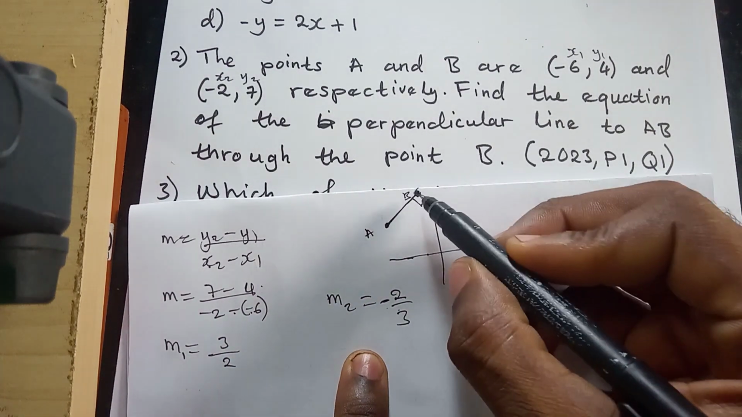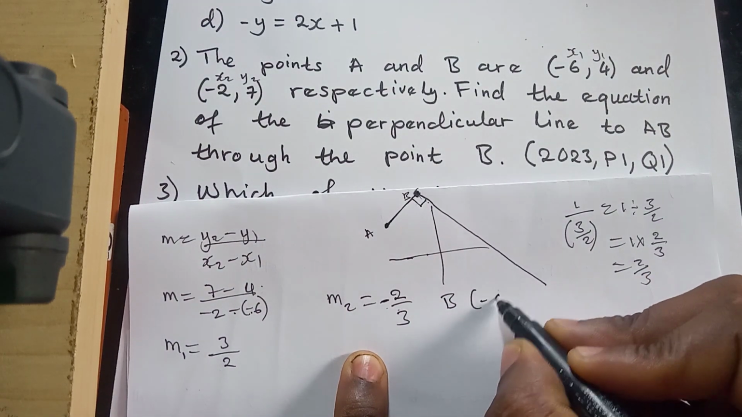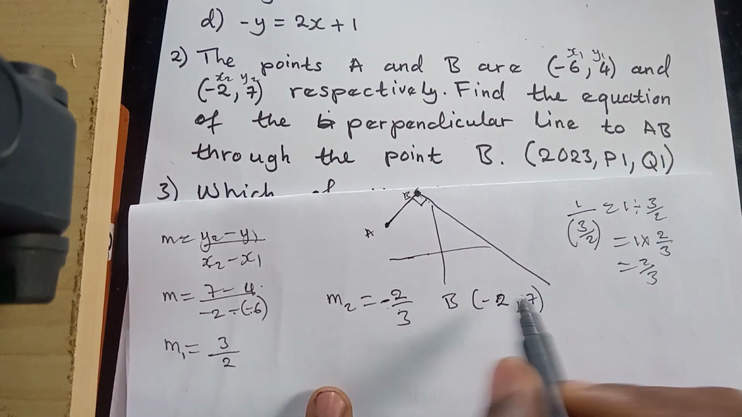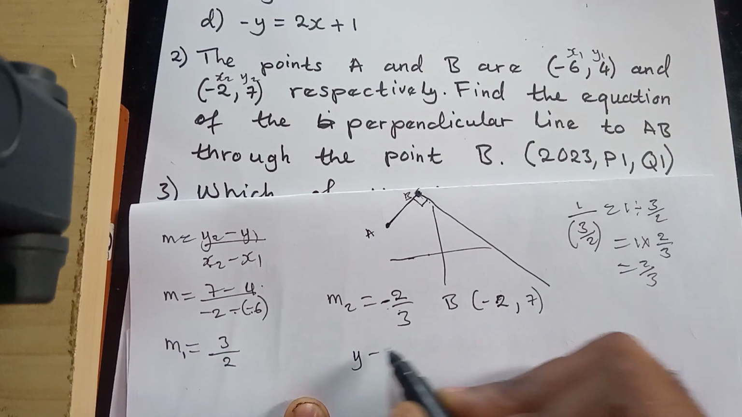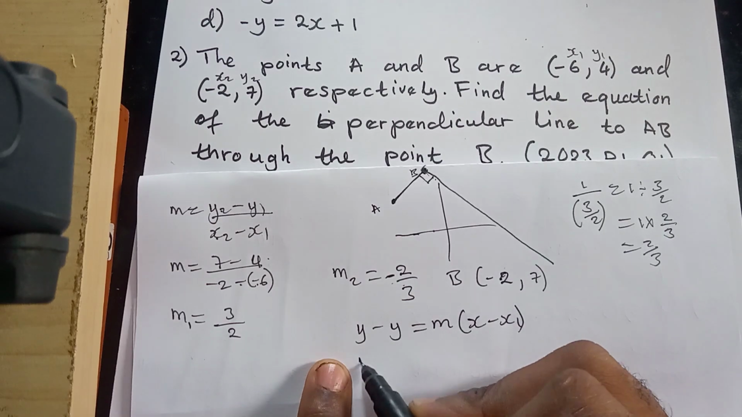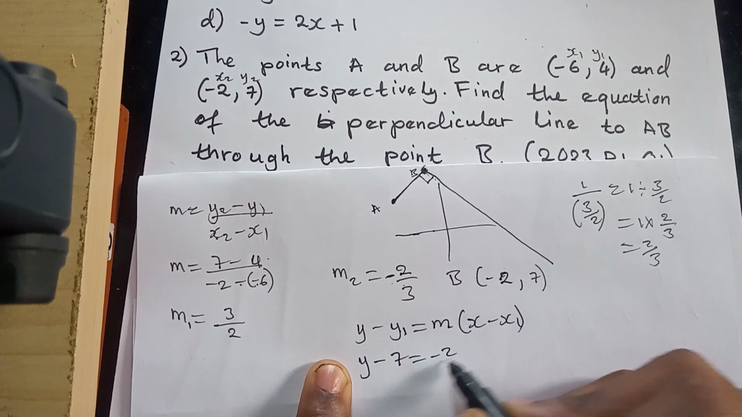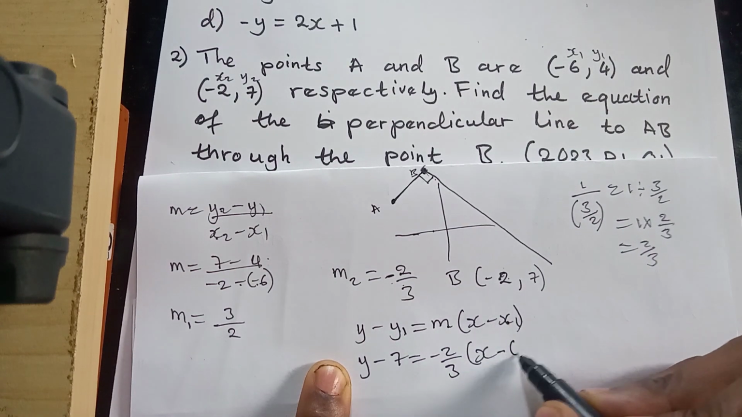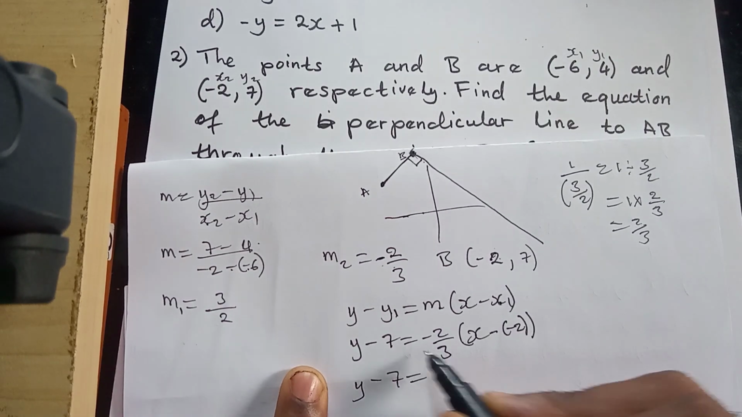So we have the gradient and we have one of the points, which is B. So the point B here is, actually B is this one, negative 2, 7. So we can find the equation with these properties. So let's use this method. So our y1 is 7, our m is negative 2 over 3, then x minus, our x1 is negative 2, like this. Then you can just simplify this.